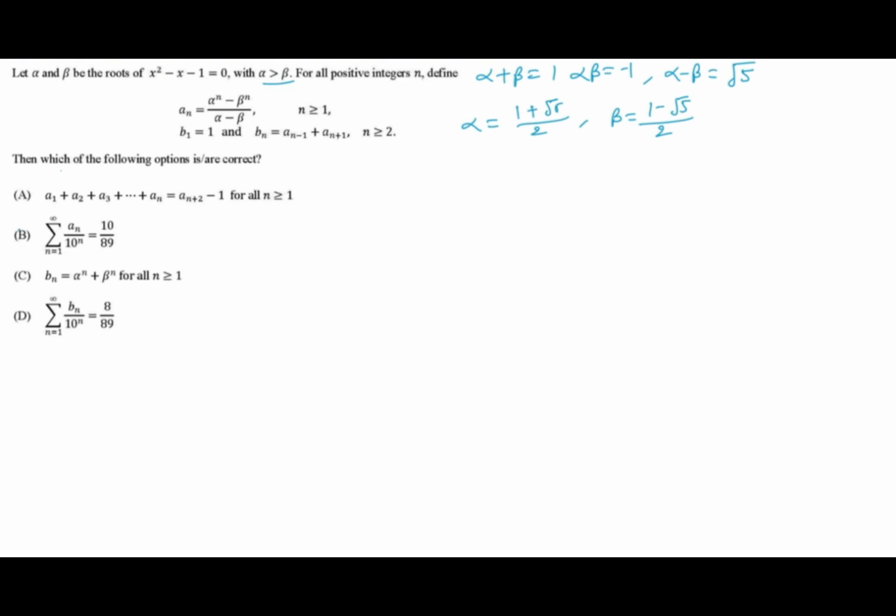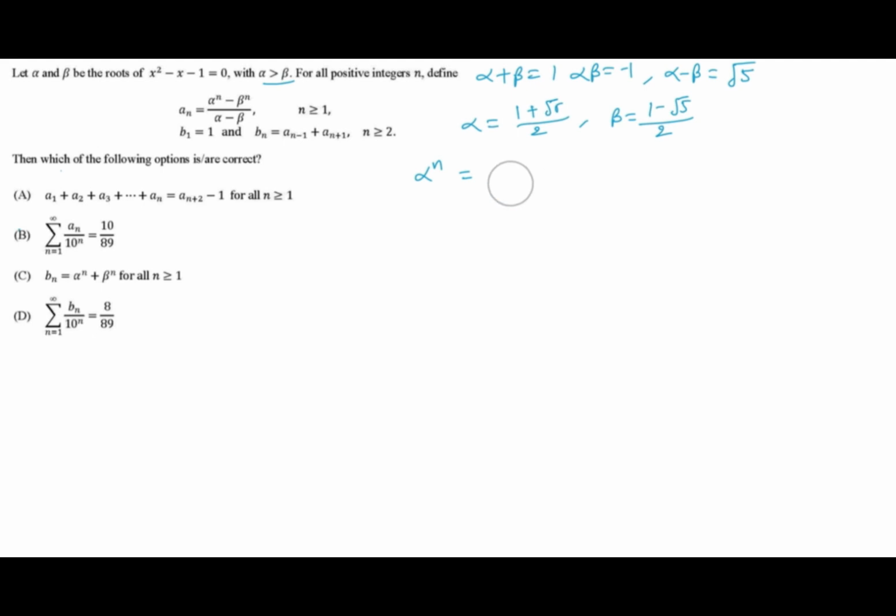Now we will start finding an, and we can see that an requires alpha to the power n. To find alpha to the power n, we have to start with alpha, which is (1 plus root 5) by 2, and we have to square it to find alpha square, then cube it. And you can see that this is very complex and this is not the way to go.